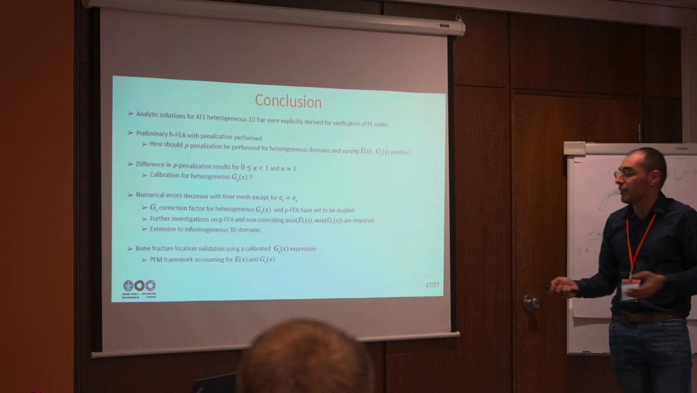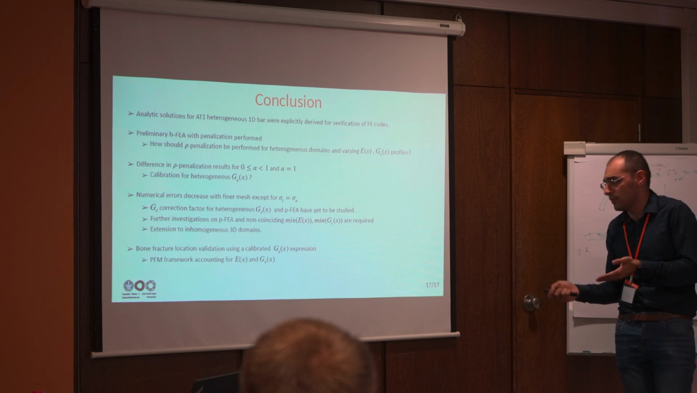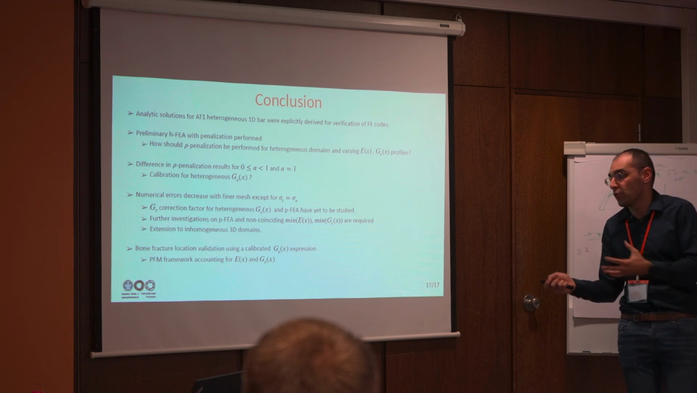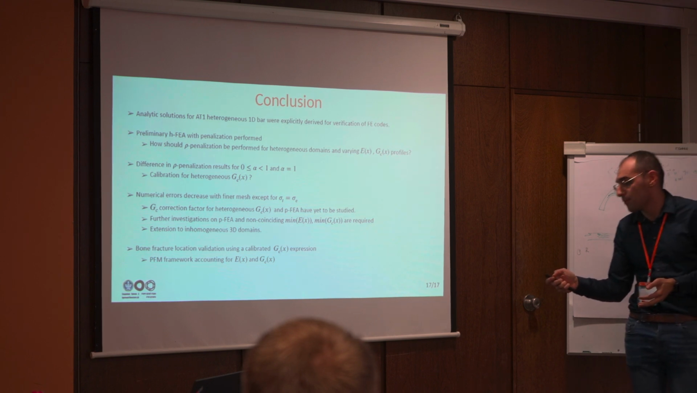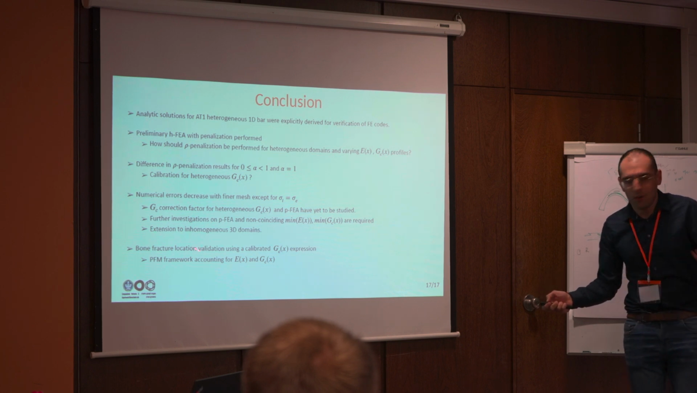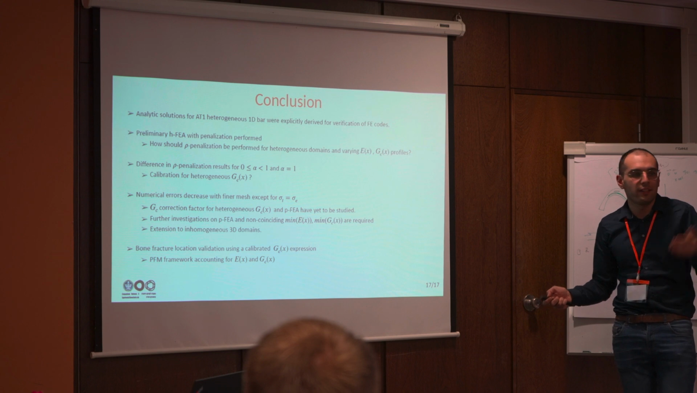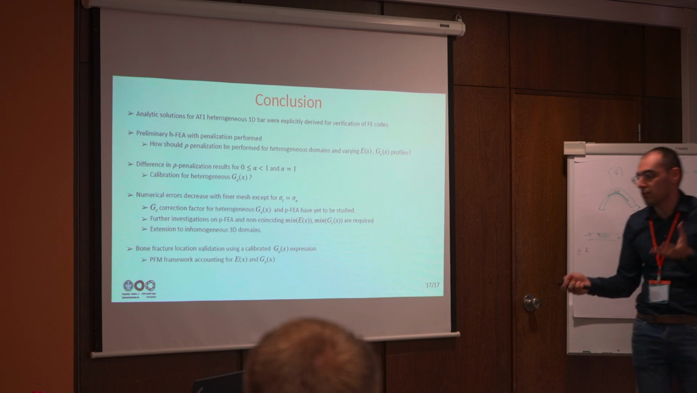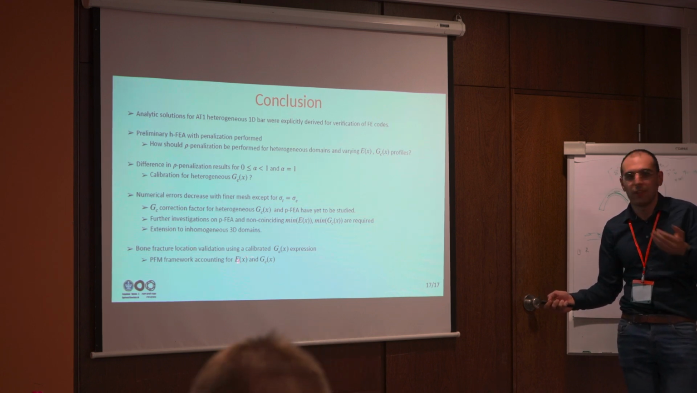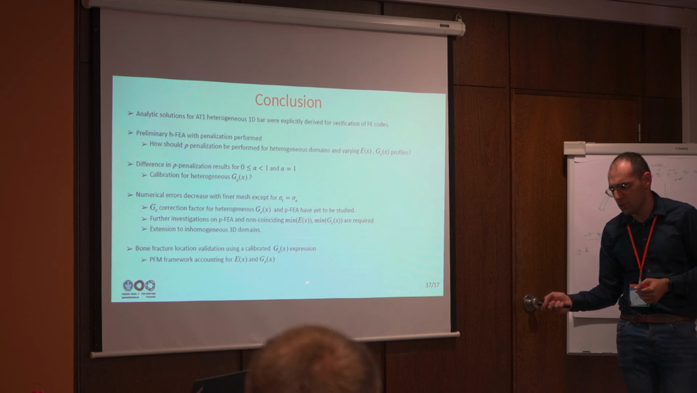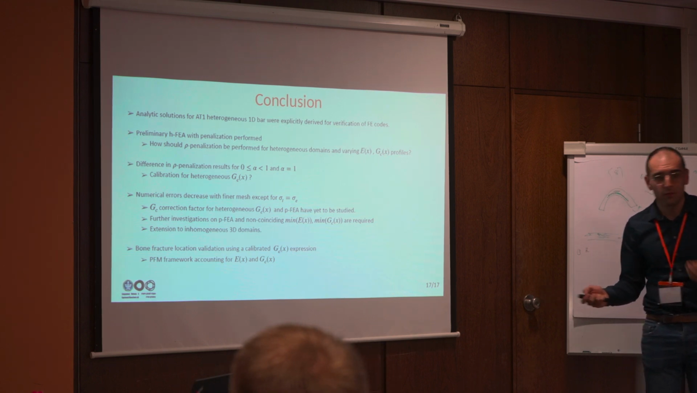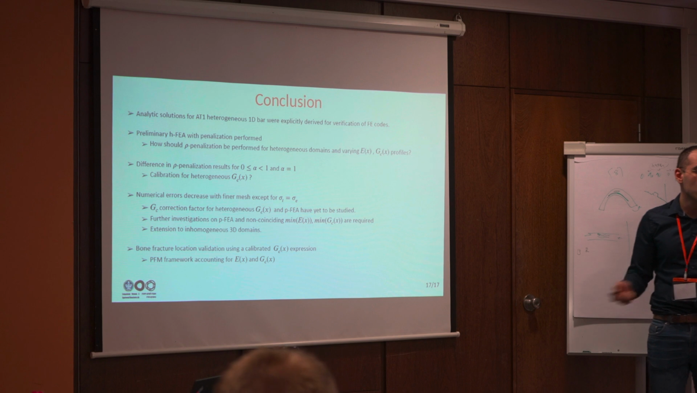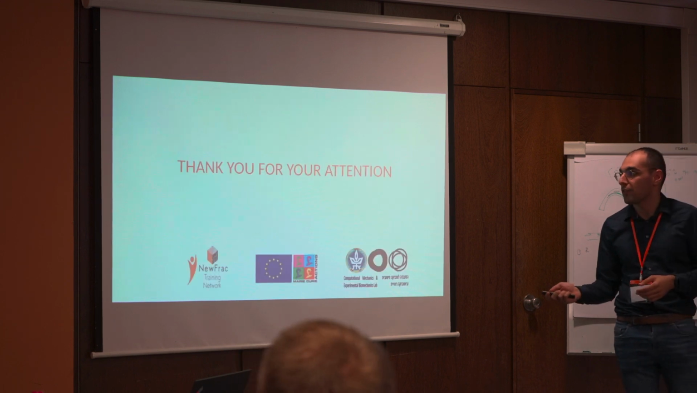And you also remark that in the profile of heterogeneity that we presented, the minimum values of E of X and GC of X were at the same location, but it will be interesting to study where these two minimums are not coincident. We would also like to extend this analytical framework to heterogeneous 3D domains. Finally, the bone fracture location validation using this preliminary Phoenix code for phase field and the calibrated GC of X expression highlights the importance of accounting for heterogeneity in both Young modulus and fracture toughness to use phase field for bone fracture prediction. Thank you for your attention.